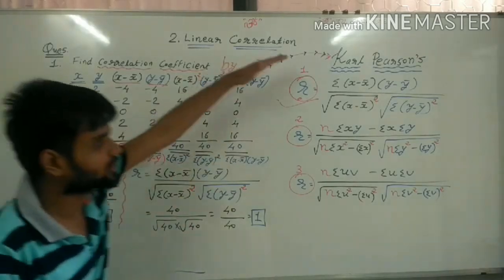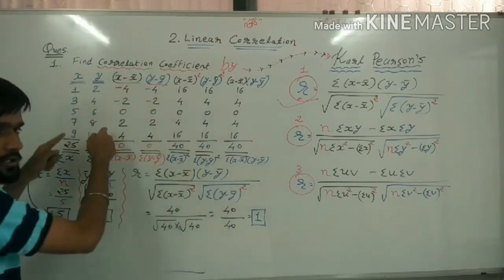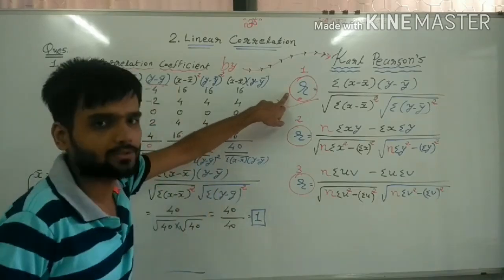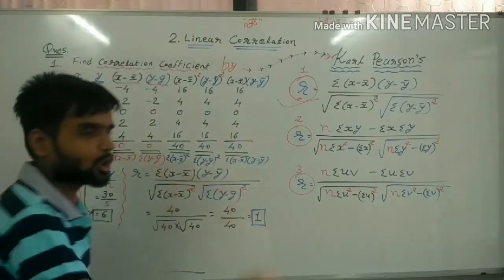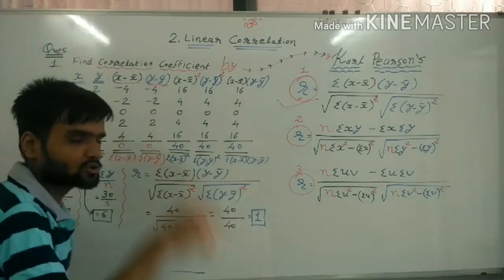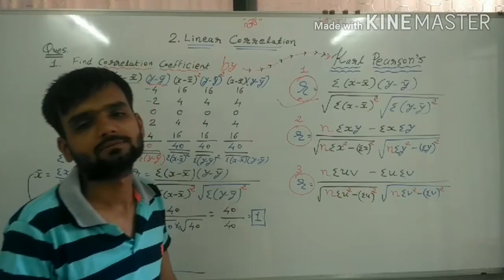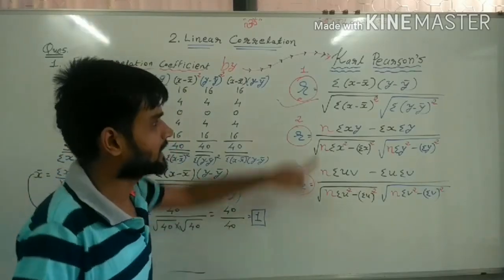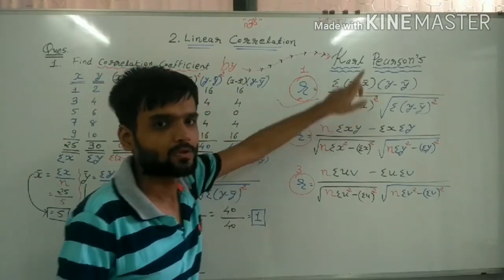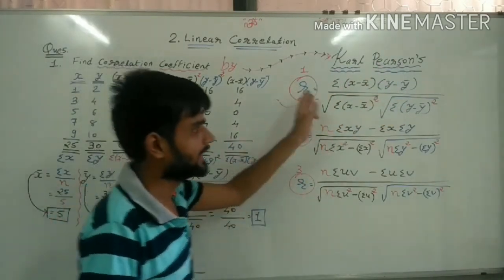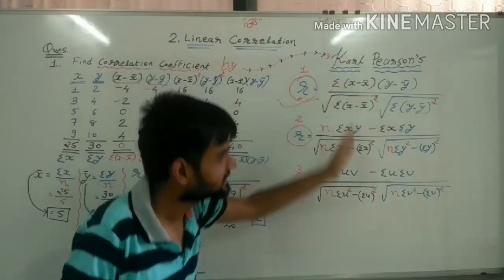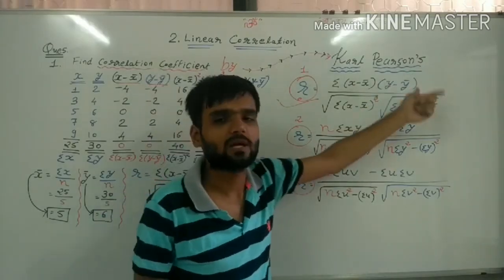Now to understand all three formulas, we are first solving this question with the first formula, then the same question we will solve with the second formula, and the same question we will solve with the third formula. So first we are using this first formula: sigma x minus x bar, y minus y bar, divided by under root sigma x minus x bar square, second under root sigma y minus y bar square.